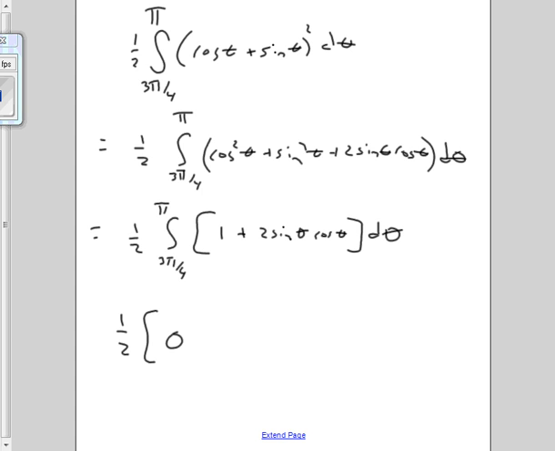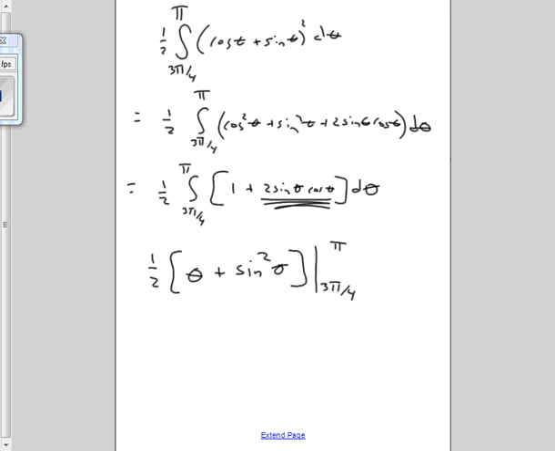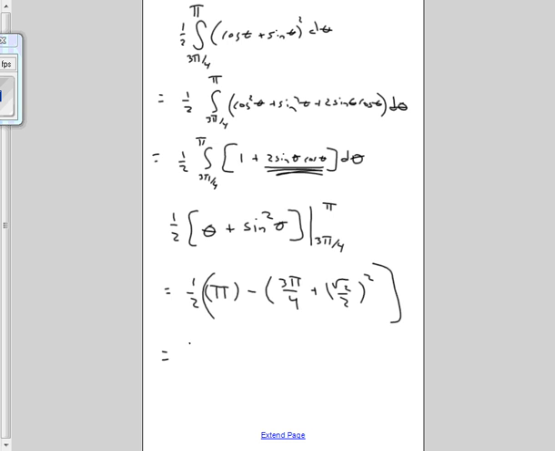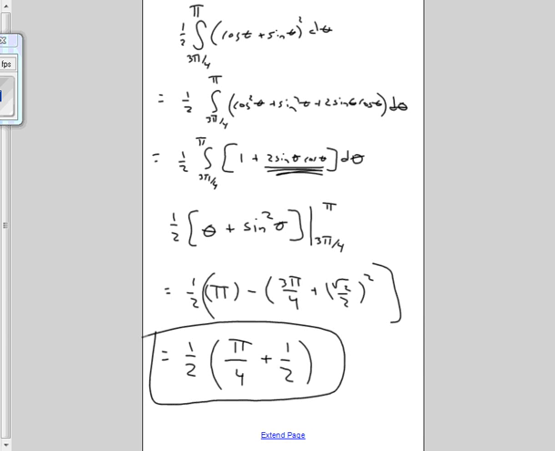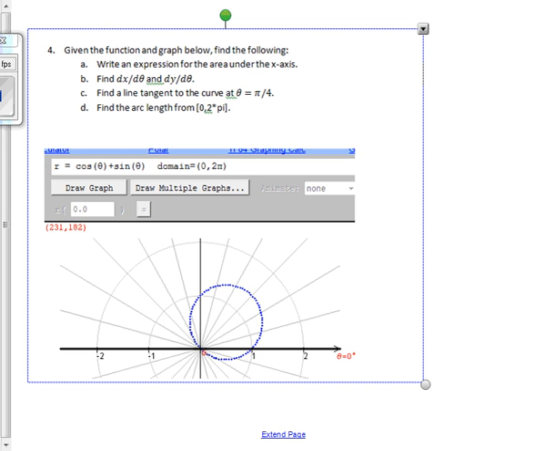The last thing is to do the integration and evaluate the limits. So 1/2 theta plus, you could integrate this a couple of different ways, sine squared theta, and you could undo sine squared theta to see that it's exactly that, from 3 pi over 4 to pi. When we evaluate, we get 1/2. When I put pi in, sine of pi is 0, so 1/2 pi minus 3 pi over 4 plus root 2 over 2 squared. We end up with this. That is the area underneath our graph. So we did the first part.